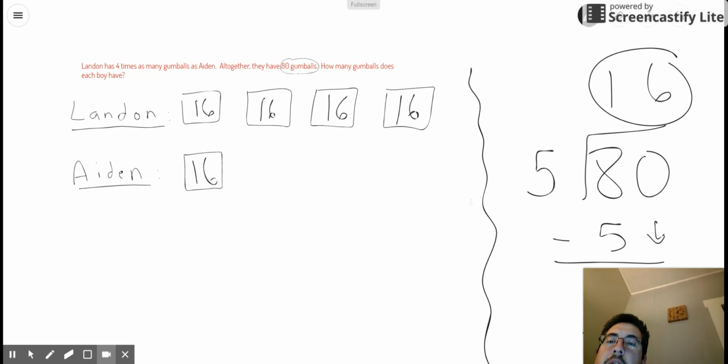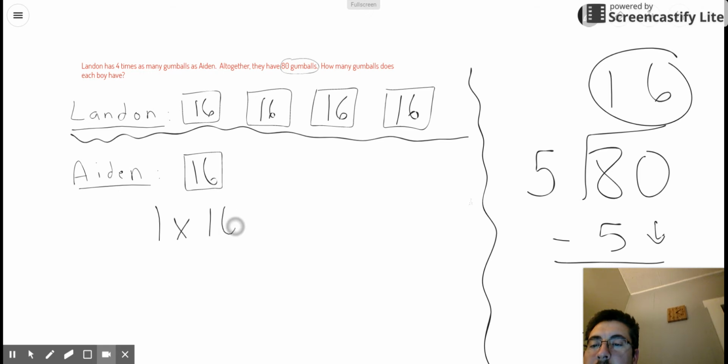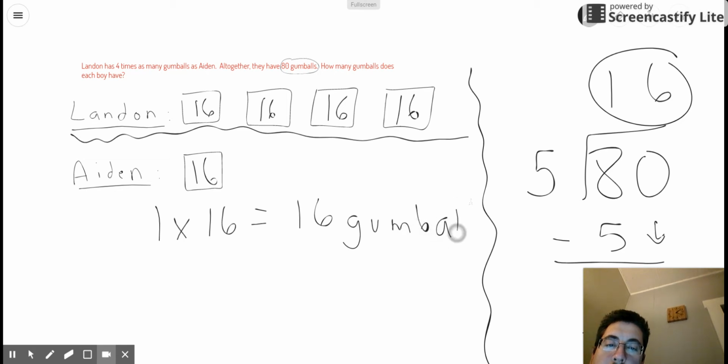And now we have all the information we need to figure out how many gumballs each boy has. So, the boxes or the bars with the quotient written inside are actually modeling multiplication problems. So if we look at Aiden here, we have 1 box and we're multiplying it by 16. And so Aiden has 16 gumballs.